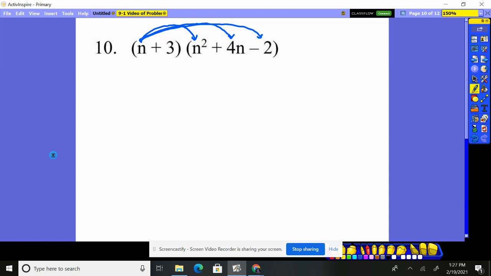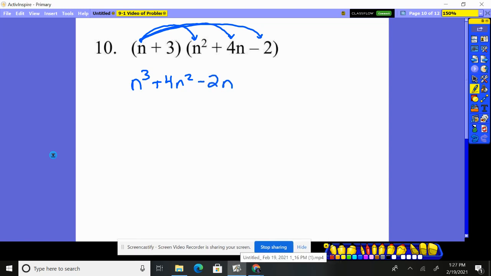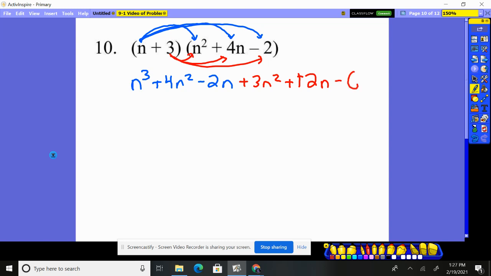N times n squared is n to the third. N times the 4 is 4n squared. N times the negative 2 is negative 2n. Who else now goes together? Well, let's see. The 3 still got to be distributed through, so that's 3n squared. It's got to be distributed through the 4n, 12n, and then 3 times that 2, minus 6.